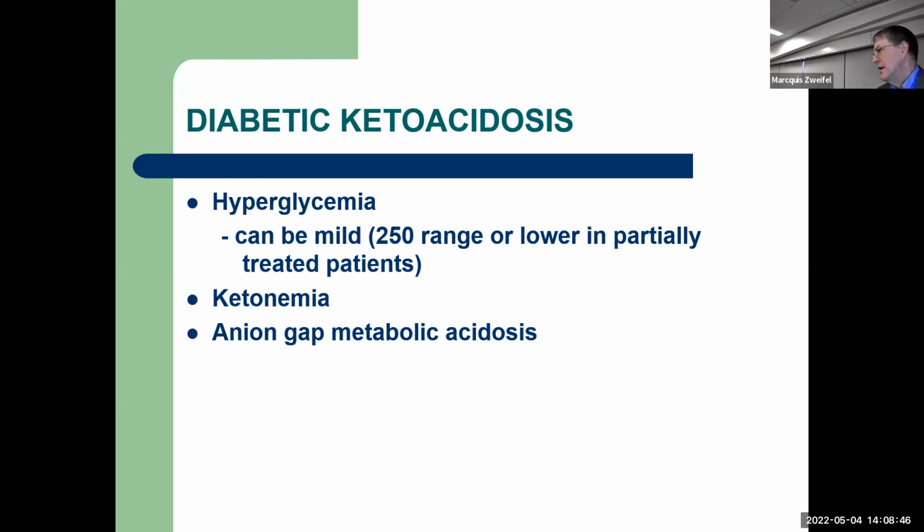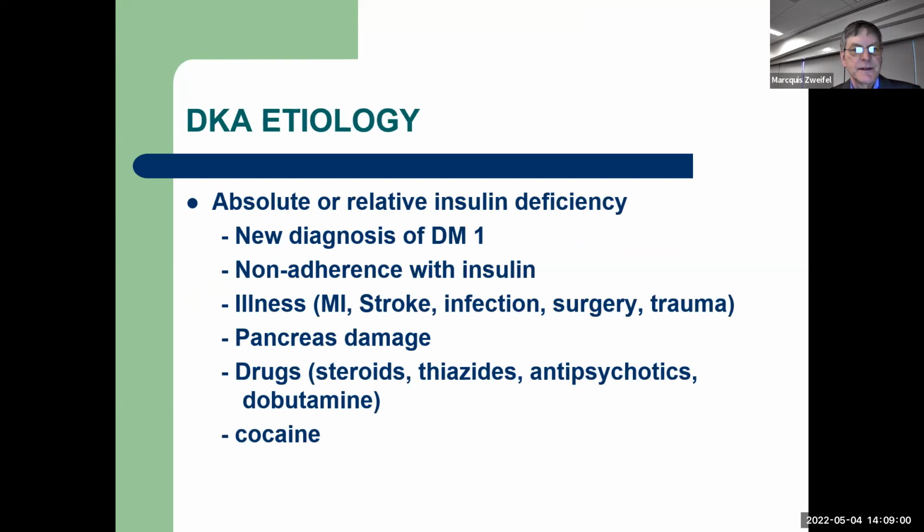Ketones, you can measure either urine or serum, don't care. It's an anion gap metabolic acidosis, and that's what you have to have. And on our patient, we had that. It requires an absolute or relative insulin deficiency. And so that means that you can have type 2 diabetes and still get DKA. Not as common, more common in type 1 by a landslide.